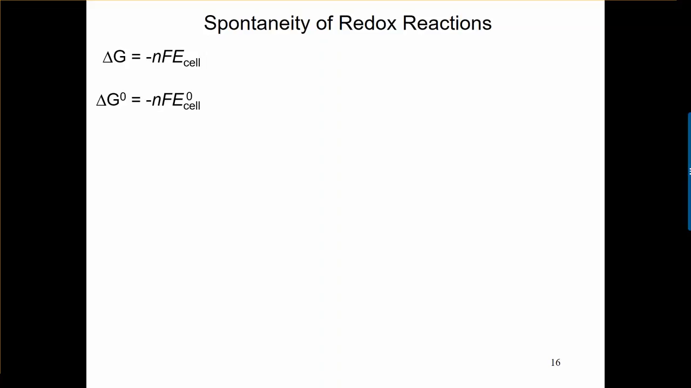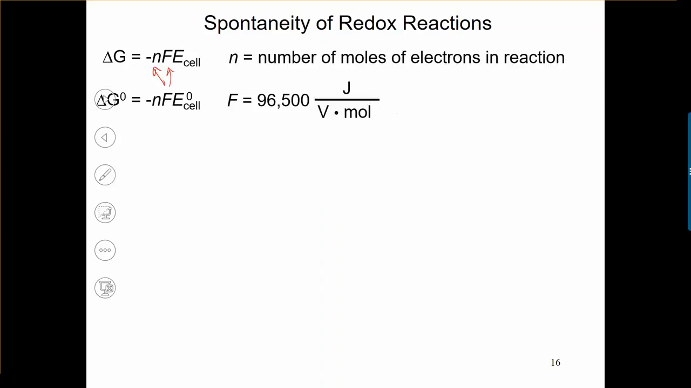For delta G naught, it's the exact same thing, just in standard state conditions: moles of electrons times the Faraday constant, which is the charge of an electron times the moles of it, per mole. And here's Faraday's constant, 96,500 joules per volt mole. It's a constant, that's F, that's what you would use there.